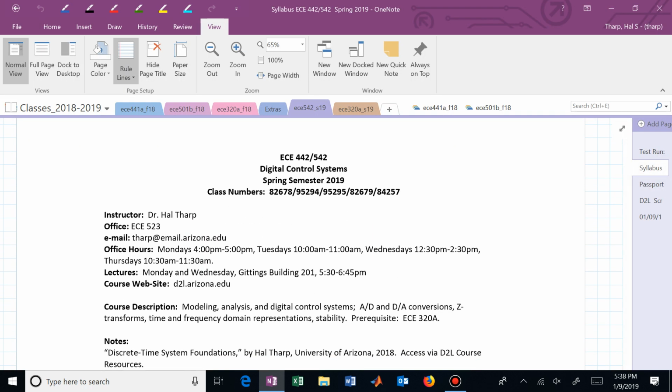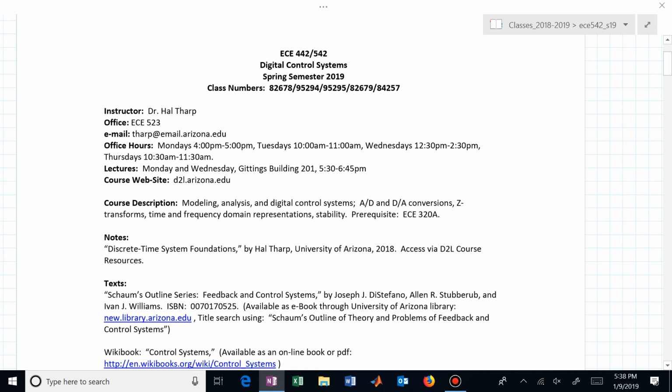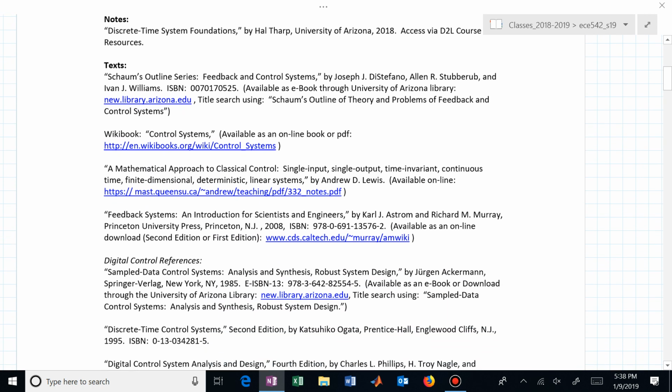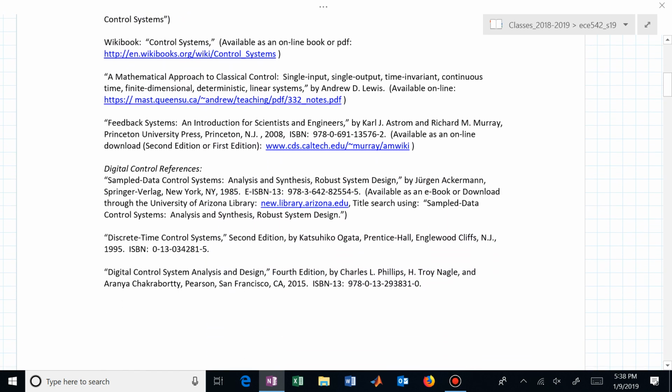The syllabus should be fairly clear. I have 4 different days of office hours. That's near the top. Here are the notes, the texts, as I mentioned before, these digital control references. Those are maybe a little bit dated, but they're effective at filling in the blanks. Those are not what you have to run out and buy, but you could maybe acquire one of those, and that is what you use to fill in the blanks.